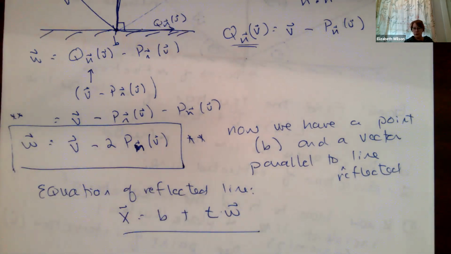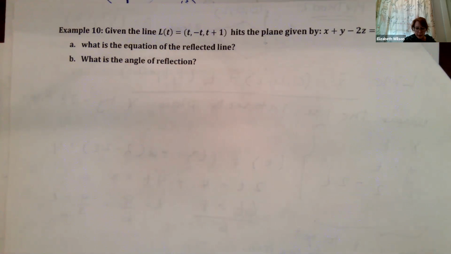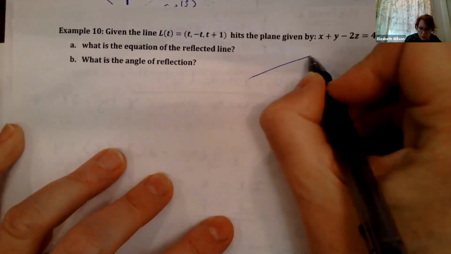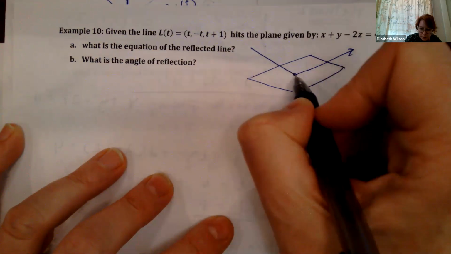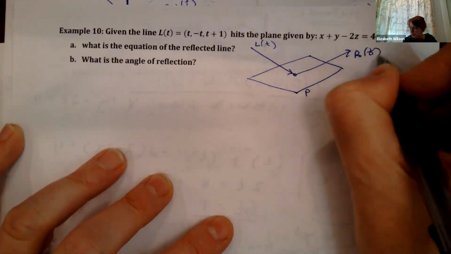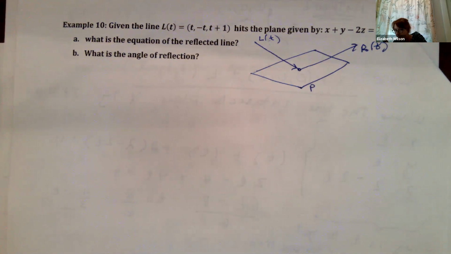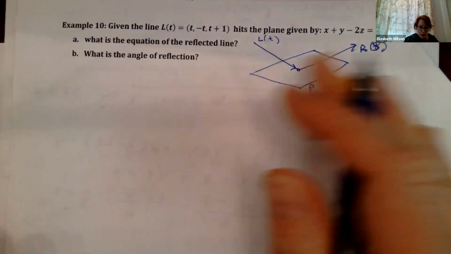So example 10 says, on my example sheet, given the line, it hits this plane. What's the equation of the reflected line? So I'm just going to draw this quick thing here. I've got this incoming line, hits the plane, and then it reflects off. This is my L of t, this is my plane, and this is my reflected line. I'll call it R of t. Technically I should use a different parameter, S. Okay, so now, what's the angle of reflection?